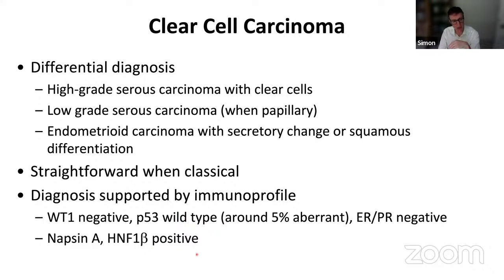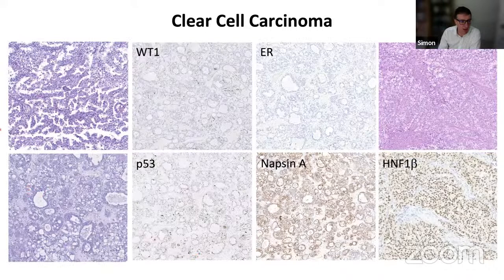Now, of course, we have the positive markers, NAPSIN-A and HNF1 beta, which are helpful, but I would just add a note of caution that these markers can be false positive in other situations. You can even see positivity in normal endometrium, for example. So here are some examples. This is a papillary and a tubular-cystic clear cell carcinoma, WT1 negative, P53 wild type, ER negative, NAPSIN-A, HNF1 beta positive. This is an example of a tumor where you might think, oh, could it be a high-grade serous carcinoma with clear cells? It was WT1 negative and HNF1 beta positive.